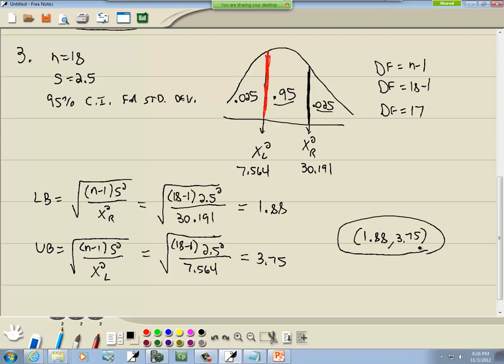And that's our answer. Again, the interpretation of this is exactly like before. We're 95% confident the true value of the population standard deviation falls somewhere in this range.